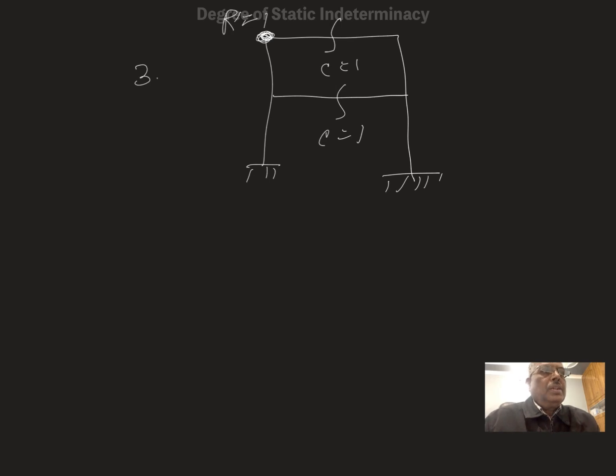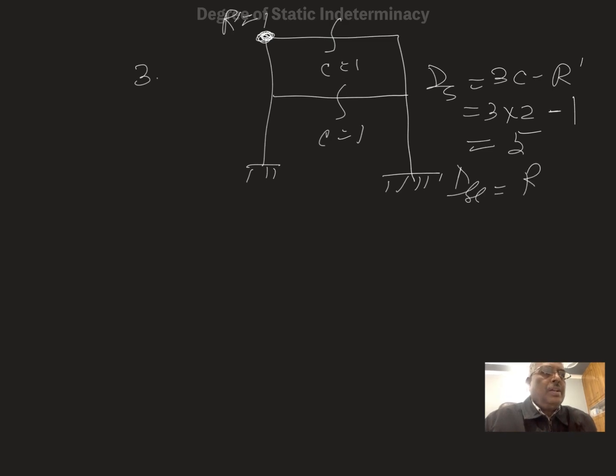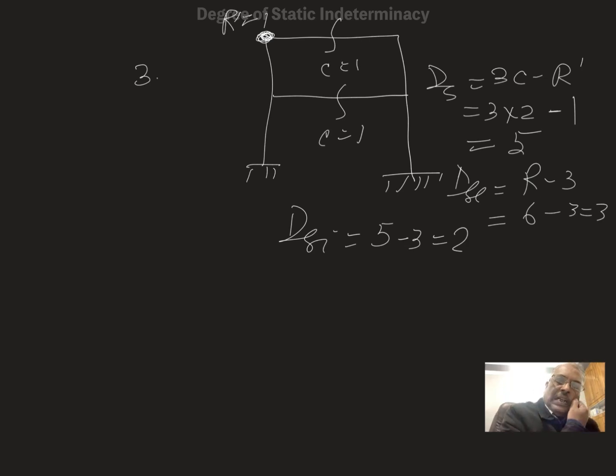Reaction is 6. Therefore, DS is equal to 3C minus R dash. 3 into 2, 2 cuts, minus R dash is 1. So this is 5. The DSE is equal to R minus 3. R is 6, minus 3. So this is 3. So DSI is 5 minus 3 is equal to 2. So degree of internal indeterminacy is 2 and degree of external indeterminacy is 3 and total is 5.